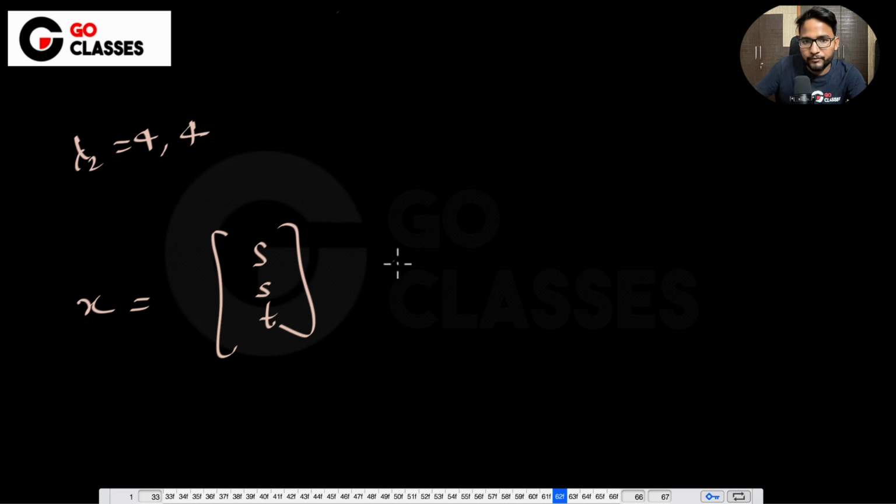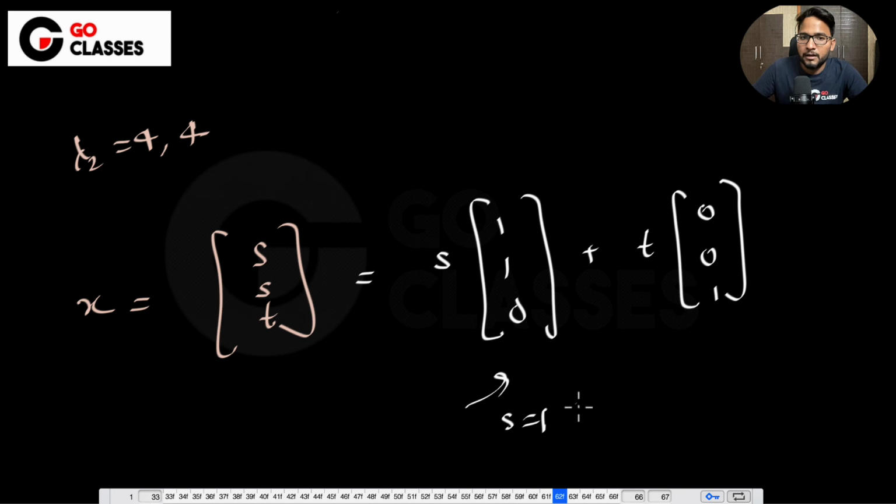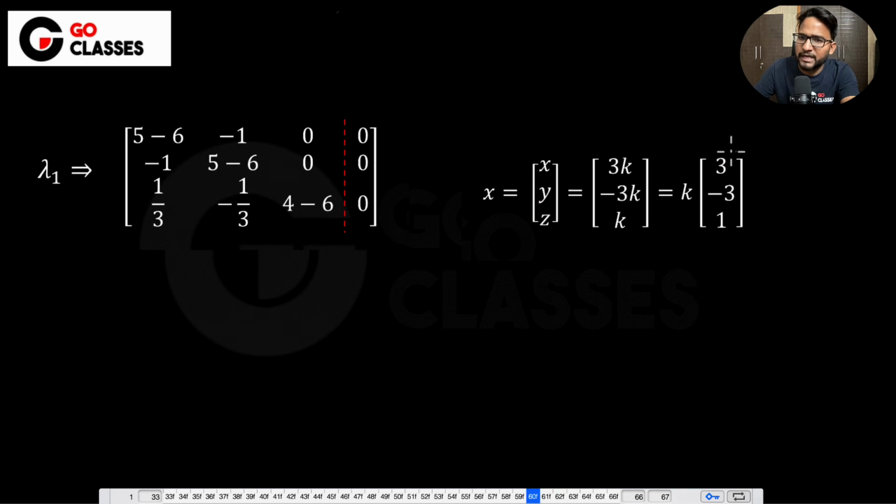So s, s, t means you can rewrite it in this form: you can make s equal to 1 and everything else 0, so it will be 1, 1, 0, and then you can make t equal to 1 and everything else 0, so 0, 0, 1, right? Okay, great. So corresponding to lambda equal to 4, you got this set of eigenvectors. I mean here the linearly independent eigenvectors are 2, right? Earlier also we got many eigenvectors, not just one, but the linearly independent eigenvector is just one, right?